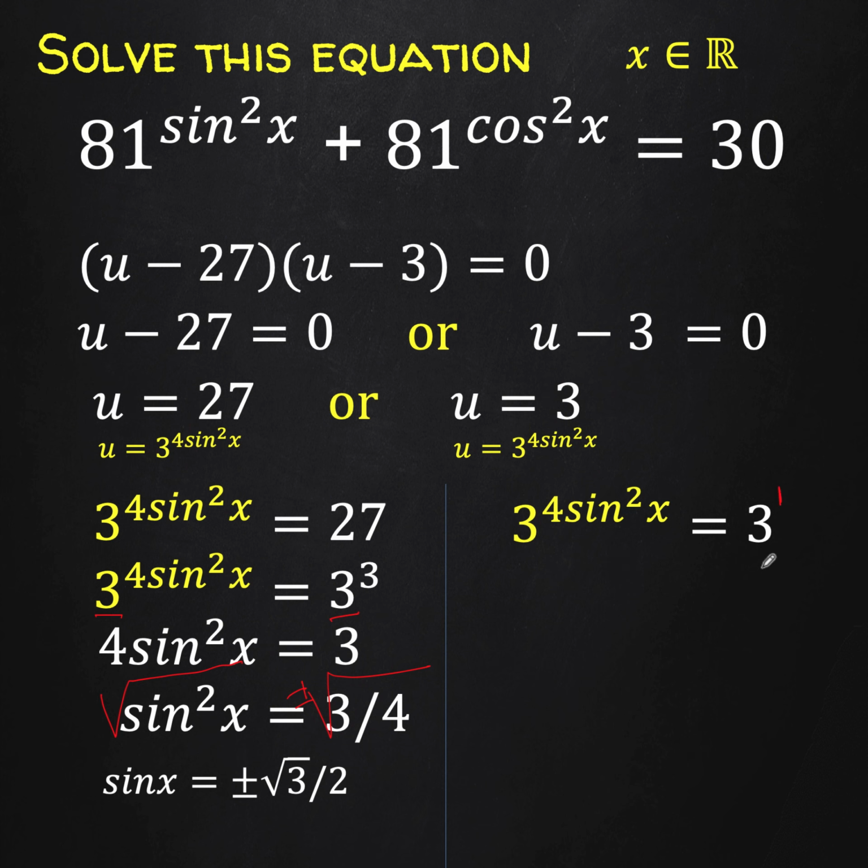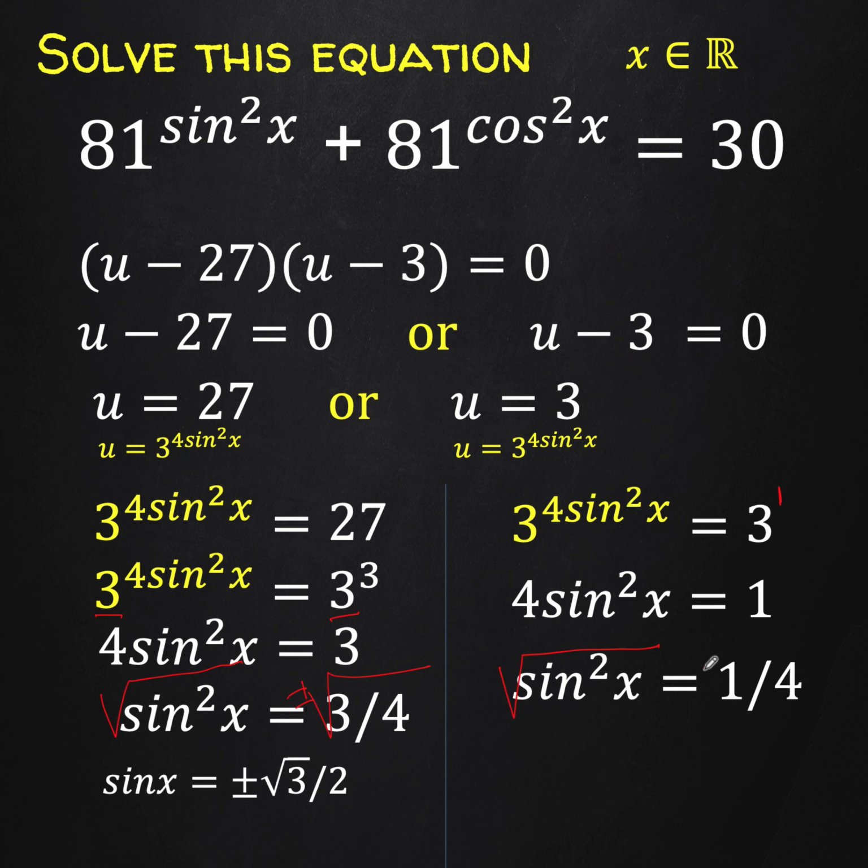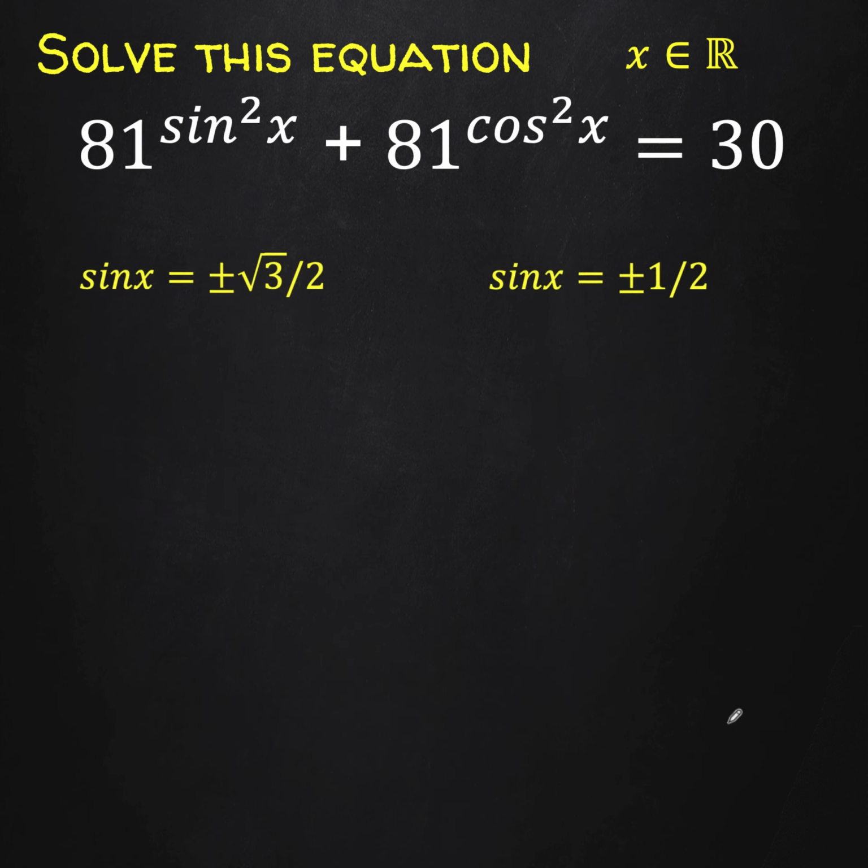So again, we have this exponential equation where the bases are the same, then the exponents are also equal. So 4 sine squared x is equal to 1. Divide both sides by 4 and take the square root of both sides to arrive at sine x equals plus or minus 1/2.